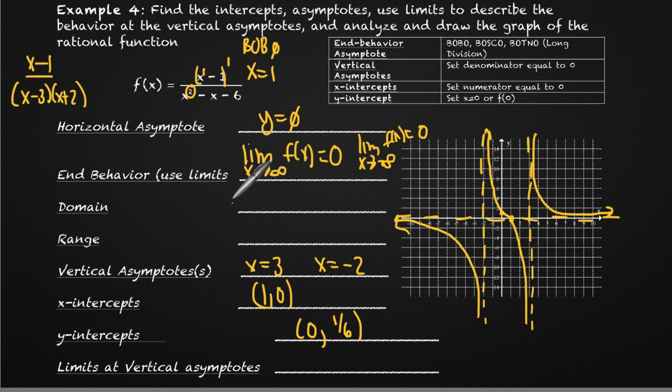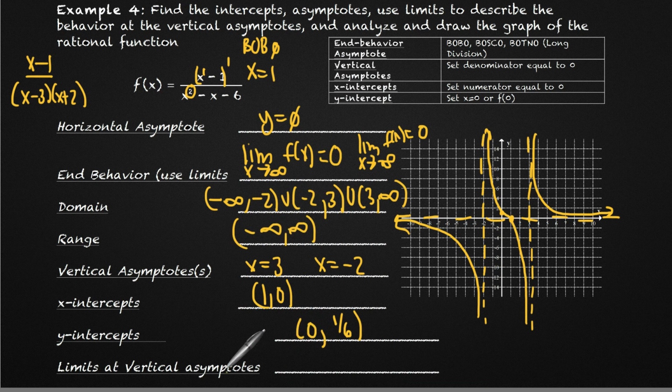All right, the domain is going to be negative infinity to negative 2, in union with negative 2 to 3, in union with 3 to infinity. Range, the lowest value to the highest value. So that's going to be negative infinity to infinity.